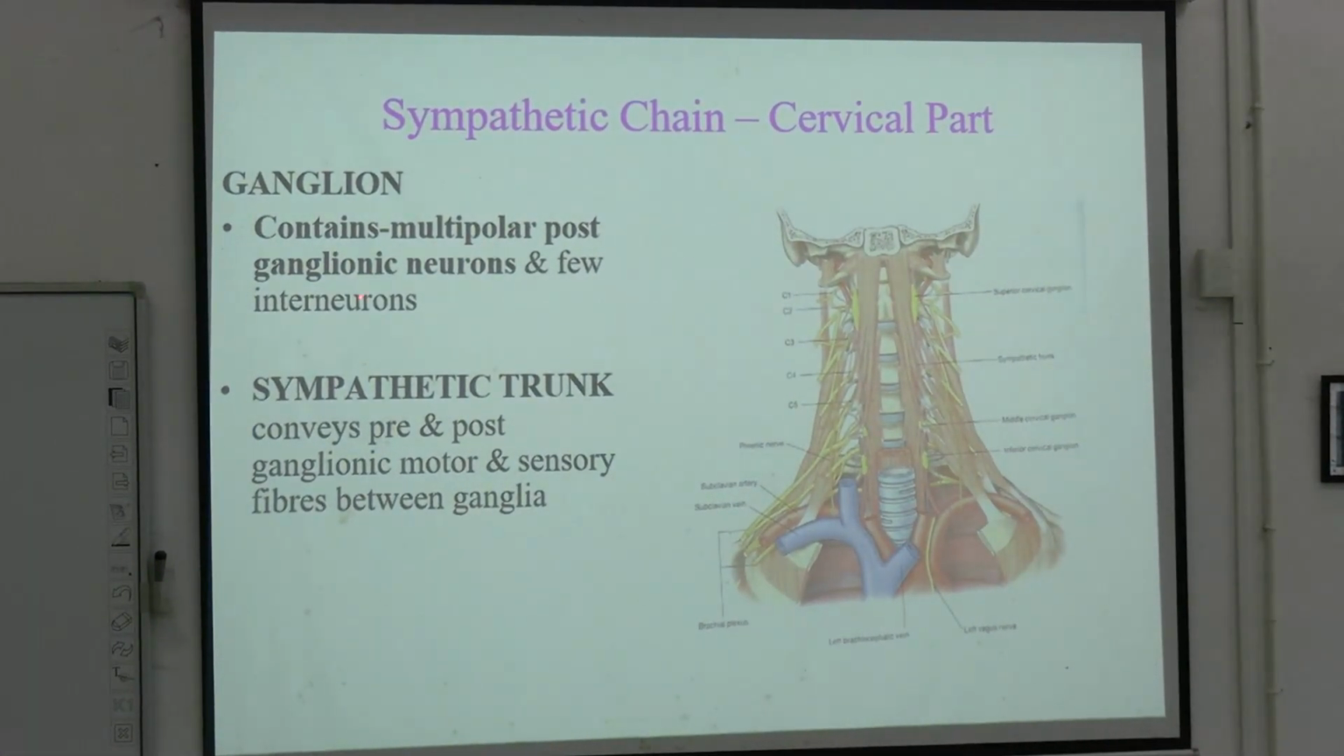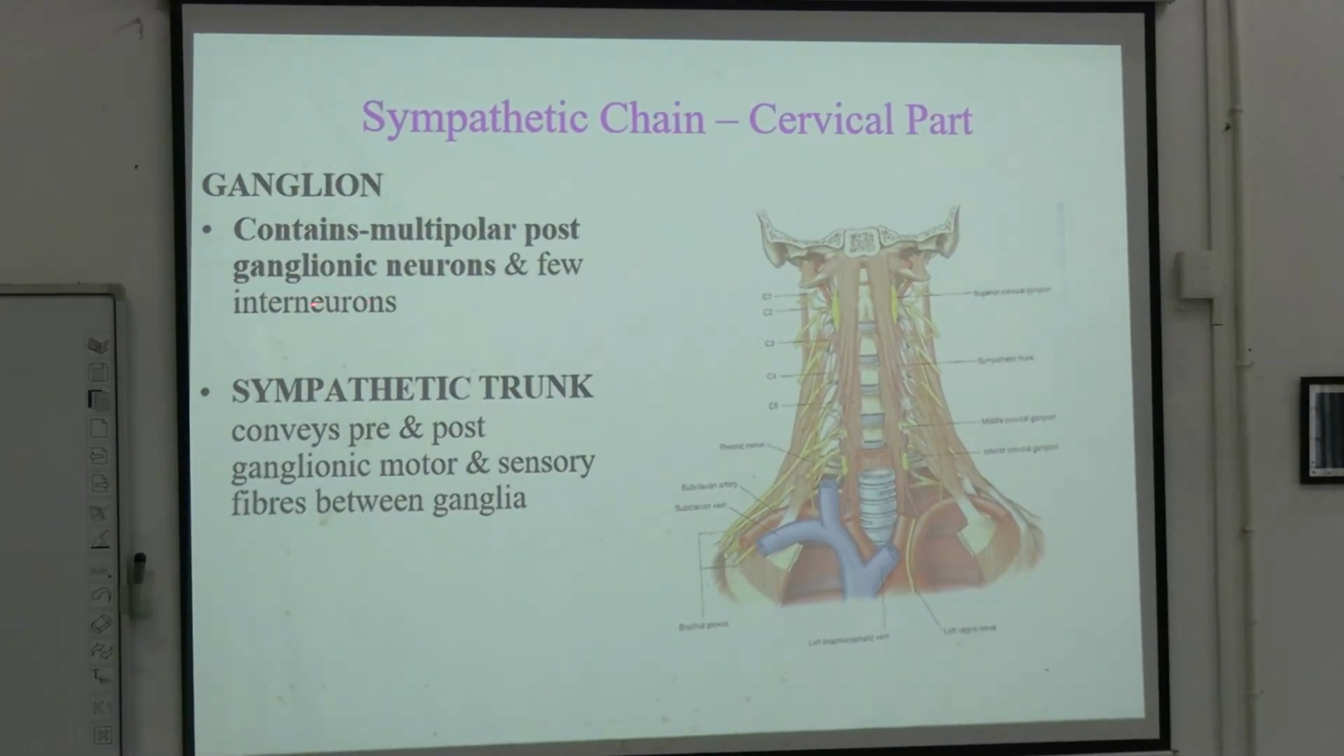The collections of multipolar neuron cell bodies which are present outside of the central nervous system, within this chain system. So this ganglion is a cell body, and it contains the sympathetic trunk joining this ganglion, which contains the fibers coming from either preganglionic or postganglionic fibers, and together they make this particular chain. We call them the sympathetic trunk. Right side and left side, they exist throughout the body.